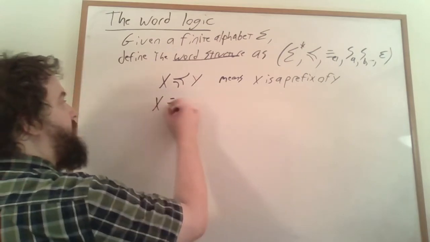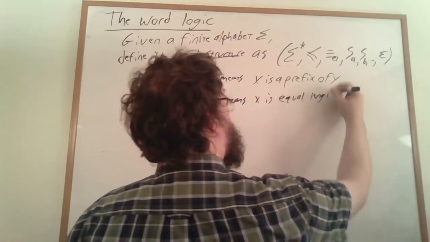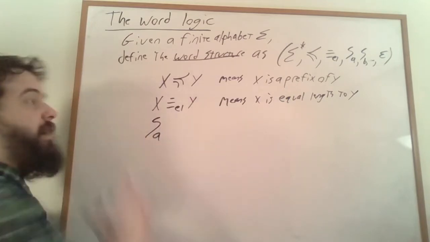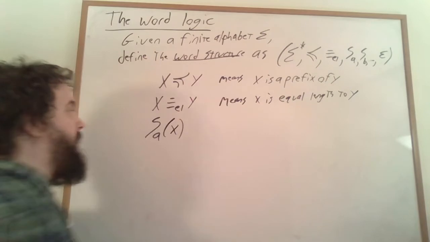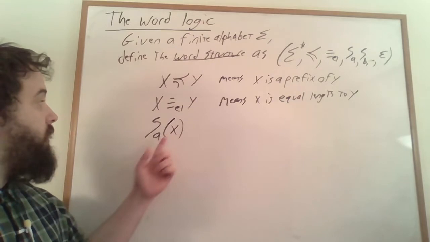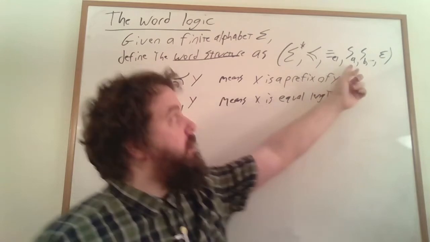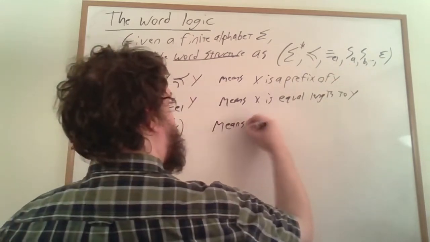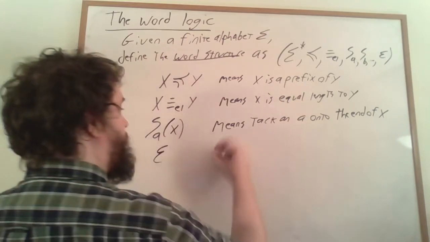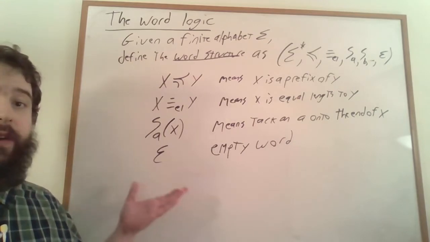We say that x is equal length to y if these two words have the same length. Then we use these various successor operations. They are unary operations, which means they only take in one input. They take in a word and they tack a particular letter onto the end. And we'll have one of these for each letter in our alphabet. And finally, we have epsilon, which is a constant symbol for the empty word. We don't actually need this, but it's very handy, so I'm going to include it here.